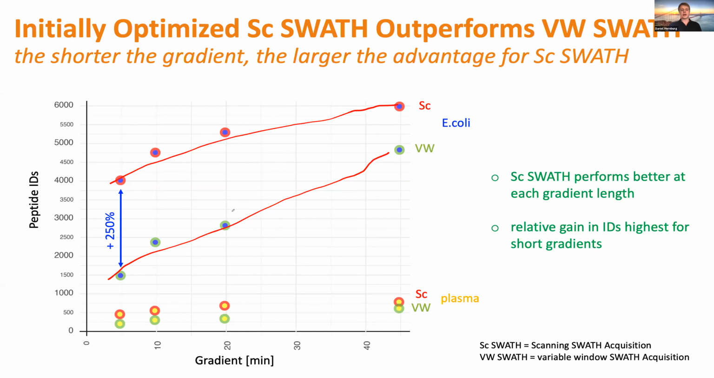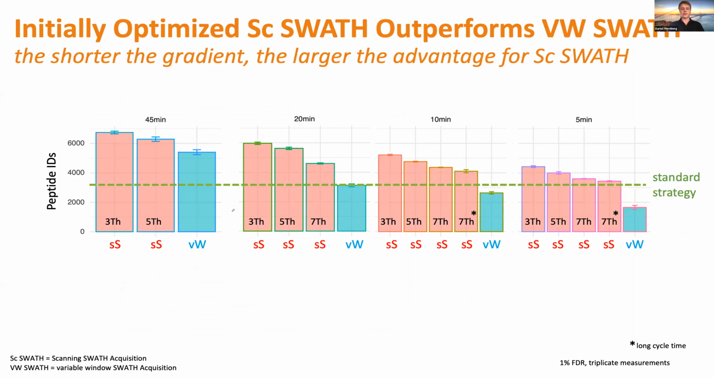Another way to look at that is in these bar plots. What I want to highlight is that we compared different isolation windows, 3 Thomson, 5 Thomson, and 7 Thomson, and you see there's still room for improvement. We still need to play around with whether we can decrease it further to get even higher IDs. But what we see is that what previously was a 20-minute gradient can now be done in 5 minutes using scanning SWATH. Now this is all ID, of course.